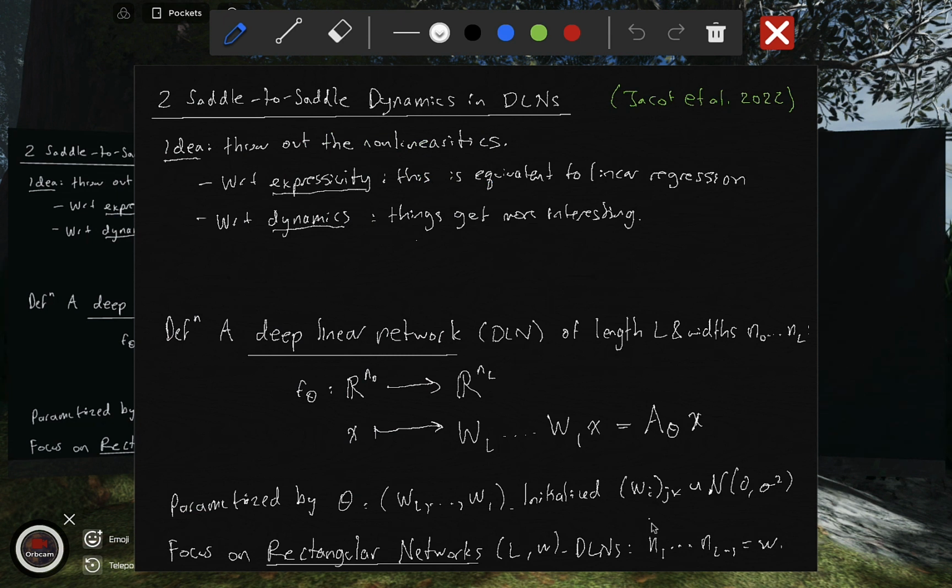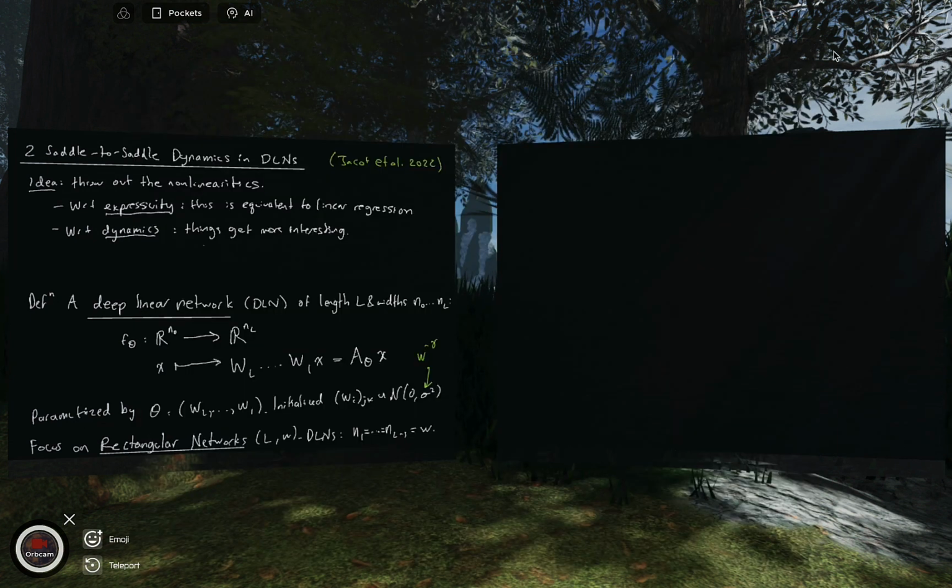In practice, for this initialization, we're going to sample according to a parameter that depends on the width to some power gamma. And so the first contribution of the authors is to study what the dynamics of this model look like for different choices of gamma.